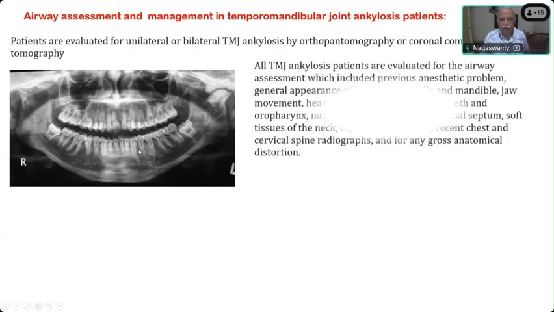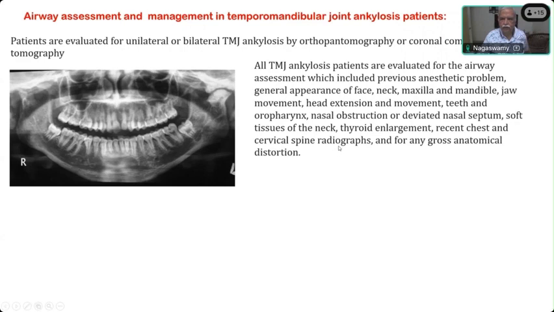Okay, so TM joint ankylosis patients are well assessed for previous anesthetic problems, general appearance of face, neck, maxilla, and movement. Head extension and movement is very important, and whether the teeth and the oral hygiene is very important, because there may sometimes be a lot of caries since they cannot open and clean. The oropharynx may be quite stinky. The oral hygiene may be very poor, and they may have nasal obstruction or nasal septum problem.